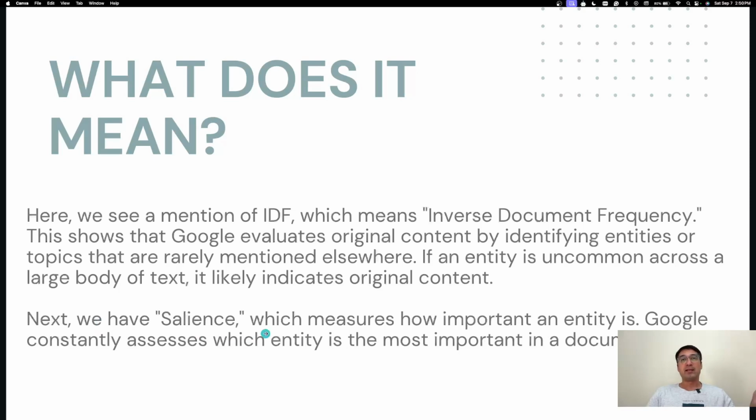So the next we have the salience, which measures how important an entity is. So Google constantly assesses which entity is the most important in a document. So this changes a lot. But if you're going in and you're re-optimizing your content, just make sure that the salience score is good, regardless of what changes you make. Now, the salience score is not the end-all be-all, but that's kind of a measurement of how your most important entity appears to Google. So just make sure that that's the case. If you want a deep dive into salience and salience scores, there's a separate video. I think I did it a few months back. You can check that out.